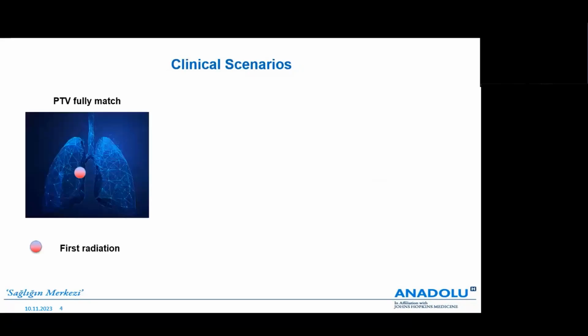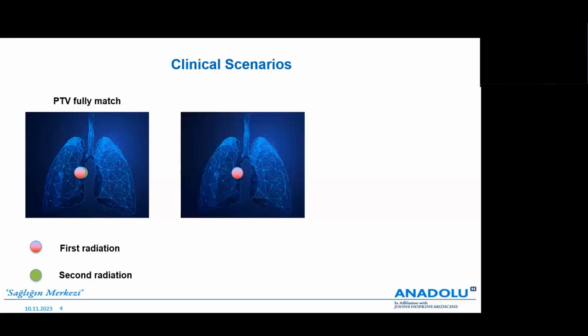But there are some clinical scenarios. Think about these clinical scenarios. As a physicist, you probably see these kinds of scenarios. This is the first scenario: there's a primary irradiation, and if you want to irradiate a second time, the PTV is fully matched. The second scenario is quite different from the other one. There's the first irradiation, and then you have another irradiation, but the PTV is not fully covered by the first irradiation. You have a partial irradiation. This is the second scenario.